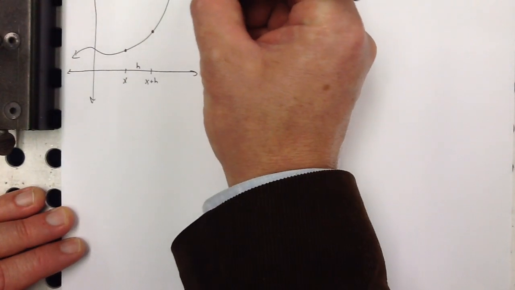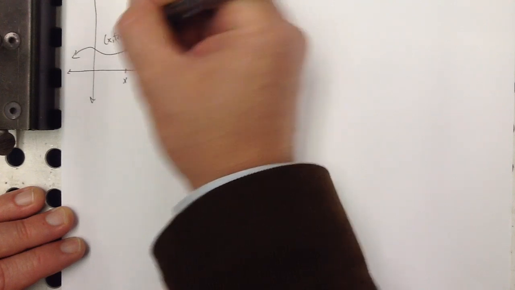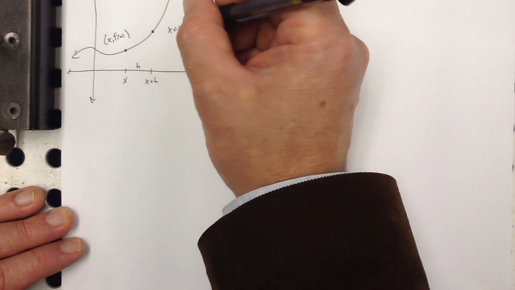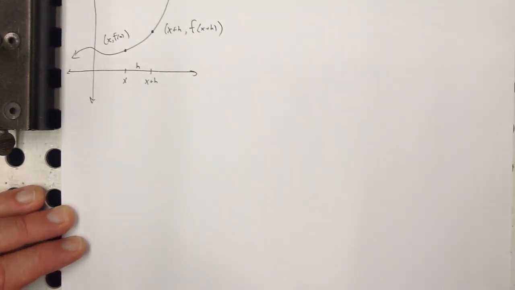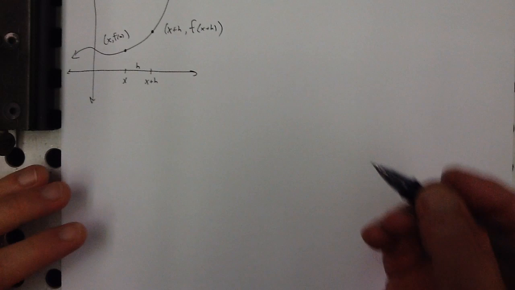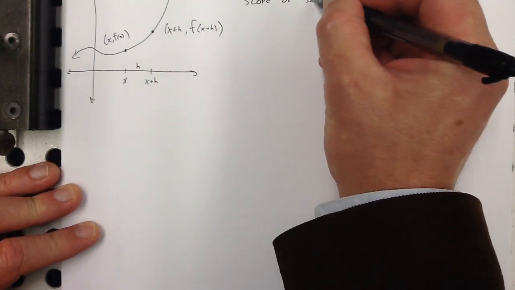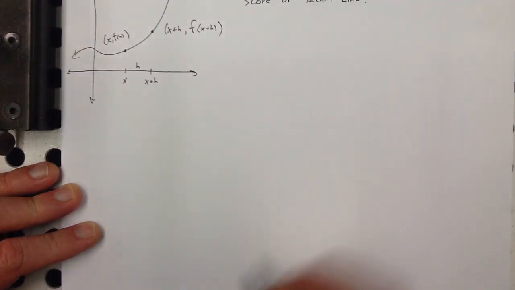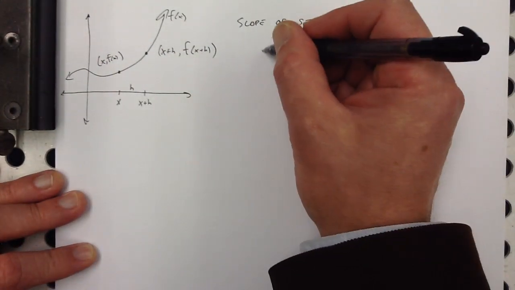So if this is my function f of x, this would be the point x comma f of x. This would be the point x plus h comma f of x plus h. Right? So the slope of the secant line is y2 minus y1.